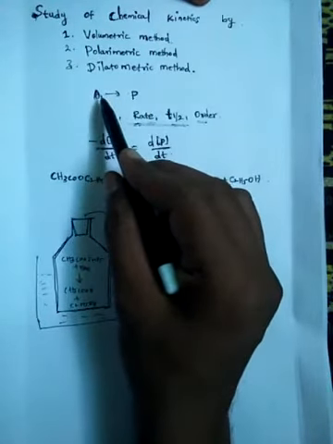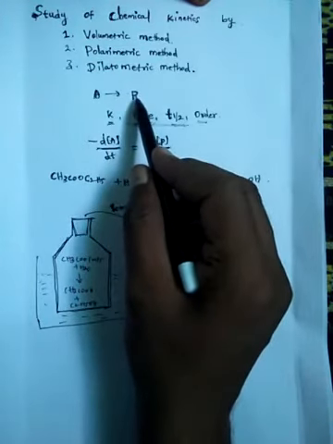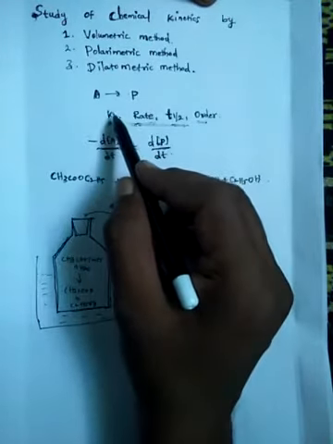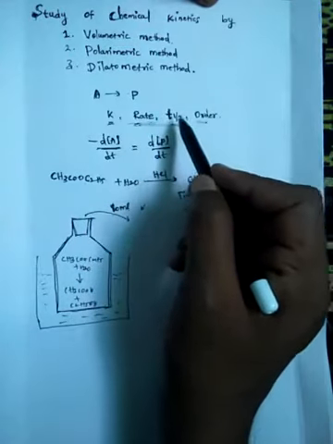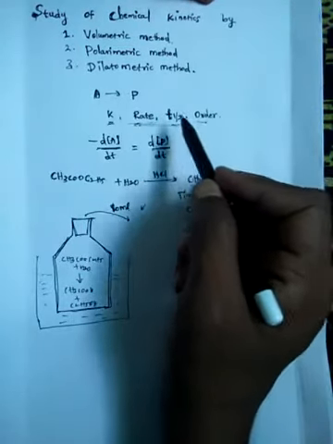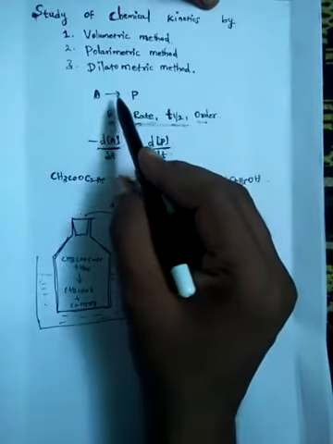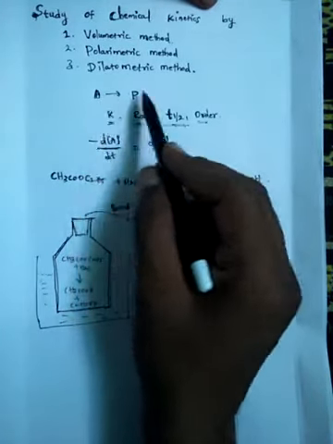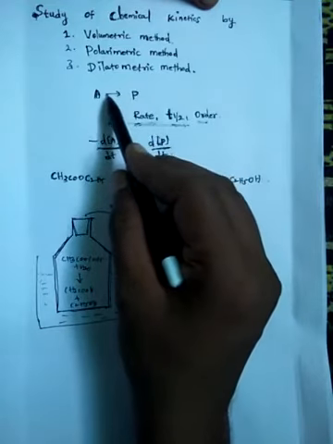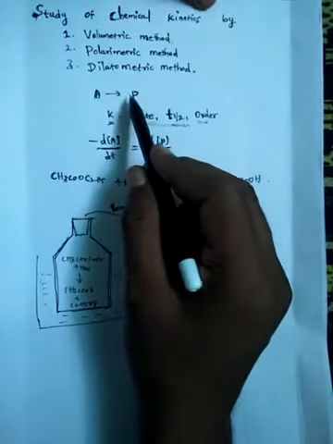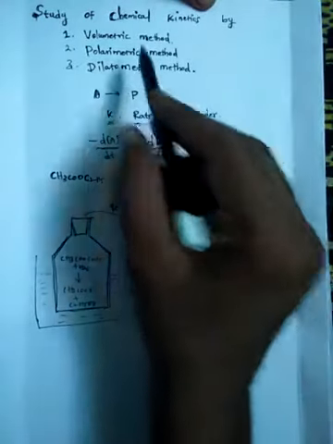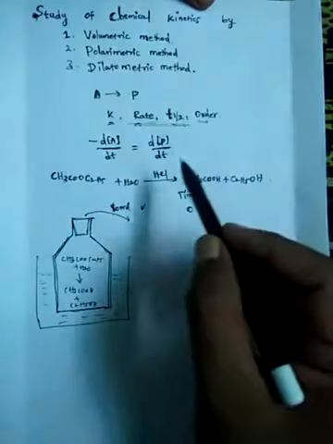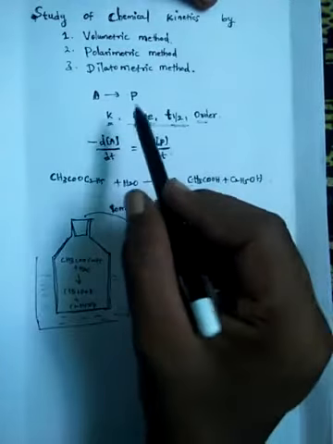So either I have to choose a reactant, or I can also use a product to measure its rate, and also to find out K, and also to find out t half, and also to find out order. So I'm interested in finding out the change in concentration of the participating molecule during this reaction, right? You can measure the concentration using volumetric method, right? So how will you do this?